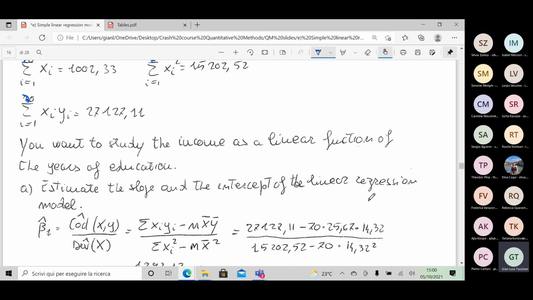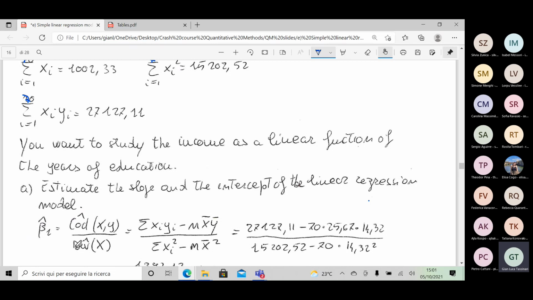Again, which is beta 1? Beta 1 is the slope, or coefficient of regression. To estimate it, we know that a great estimator is beta 1 hat. Beta 1 hat is the covariance over the variance of the regressor, or if you want, the codeviance over the deviance of the regressor. Remember the hat because I want to mean that these are computed on the sample, okay?